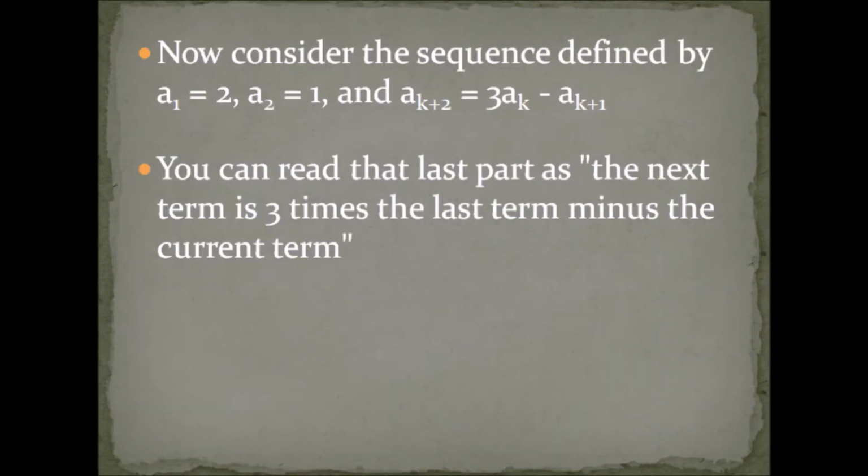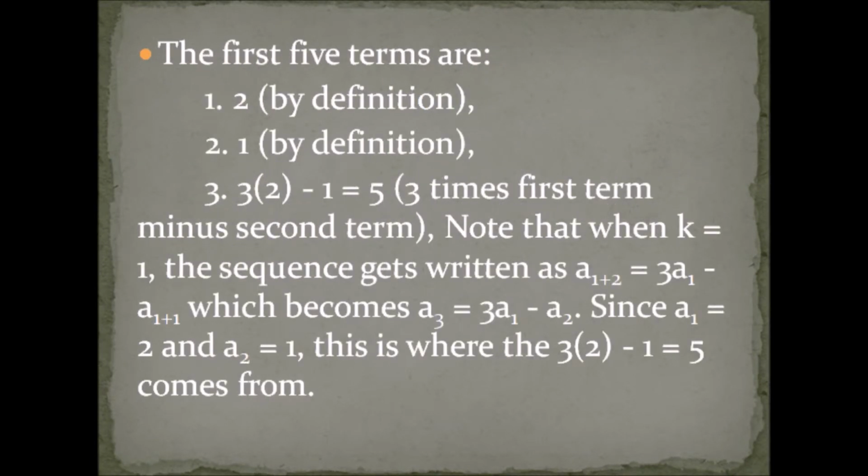Now consider the sequence defined by e sub 1 equals 2, e sub 2 equals 1, and e sub k plus 2 equals 3 e sub k minus e sub k plus 1. You can read that last part as: the next term is 3 times the last term minus the current term. The first 5 terms are: number 1, 2, by definition. Number 2, 1, by definition.